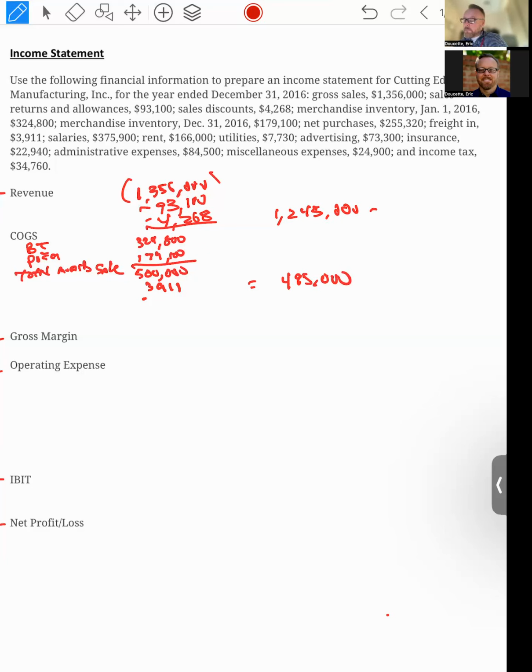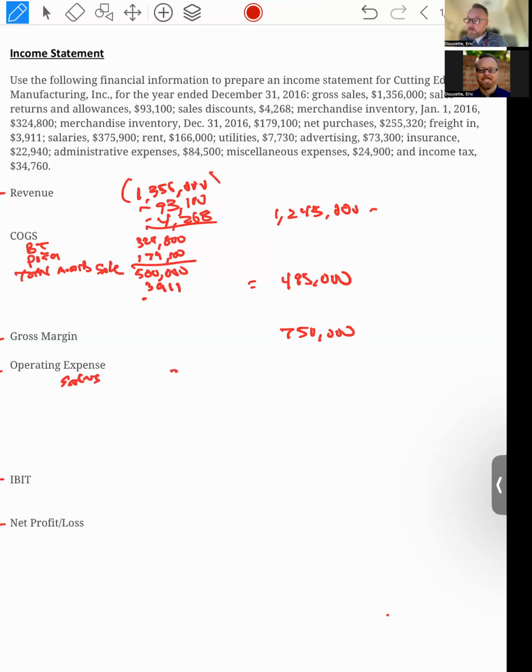So now we deduct that from the 1,245. Roughly we're going to deduct about 500,000. So it's basically going to come out to about 750,000 gross margin. I'm sorry that I'm rounding. I just don't want to have to do the math. It'll take too long. And then we get into our operating expenses. So this is where we have salaries.